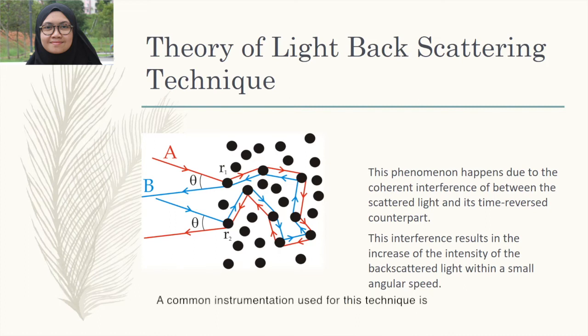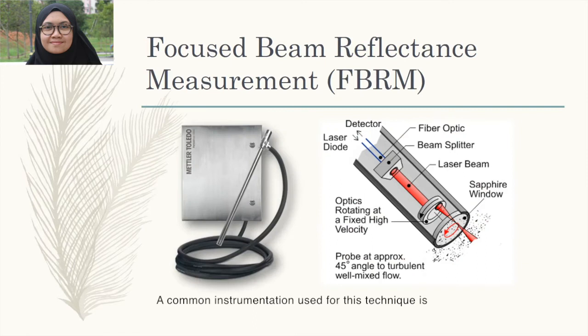A common instrumentation used for this technique is the focused beam reflectance measurement (FBRM). As you can see here, this is the probe of the FBRM, and this is what it looks like inside. Here is the laser beam being incident through a sapphire window towards the random medium and being backscattered towards the detector where the data is collected and integrated.